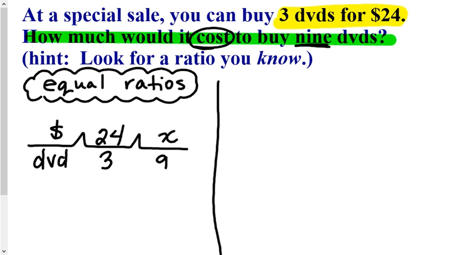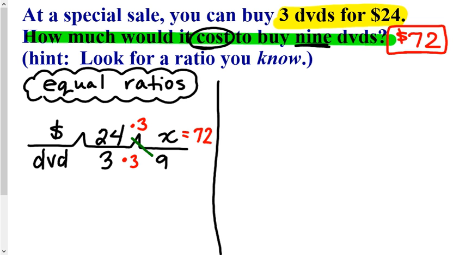Now there's a few ways we could do this. One way we could solve this is we could use a scale factor and say 3 times 3 is 9. So we have to do 24 times 3 to get our answer. And when we do that, it's 72. So my answer actually is $72. I could have also solved that by cross multiplying and then dividing. So 9 times 24 divided by 3 gives me x. And if I were to work that out, I would in fact get 72. So equal ratios are one way I could solve this problem.